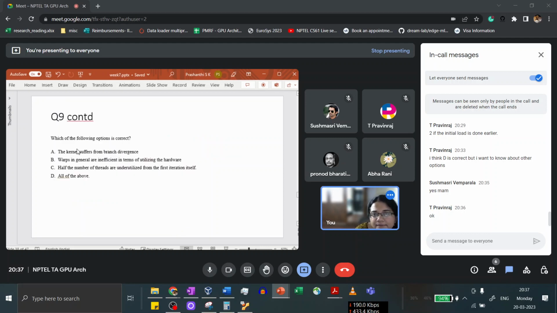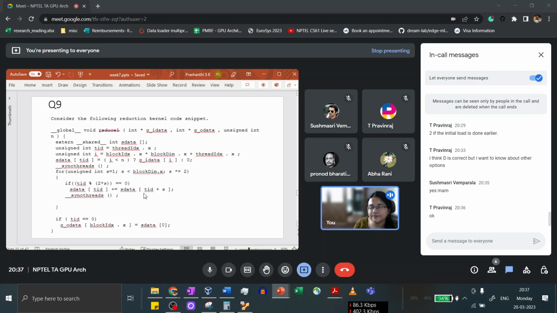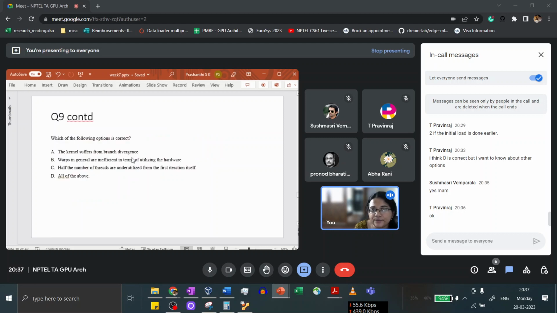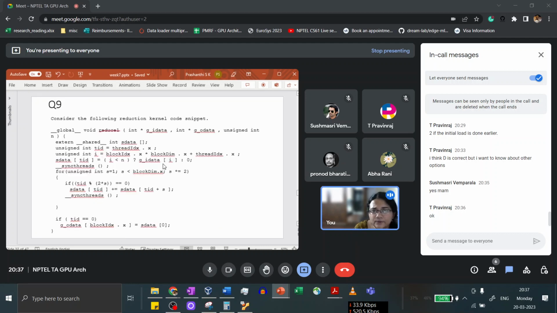Now the question is, which of the following is correct? The kernel suffers from divergence. Warps in general are inefficient in terms of utilizing the hardware. Half the number of threads are underutilized from the first iteration itself. All of the above. So this was a kernel that was discussed in class also, if you remember. So try to look at the code and think about which of these are true: divergence, warp inefficiency, and half threads are underutilized, all of the above. I'll scroll back here. Think about it. Take a minute.